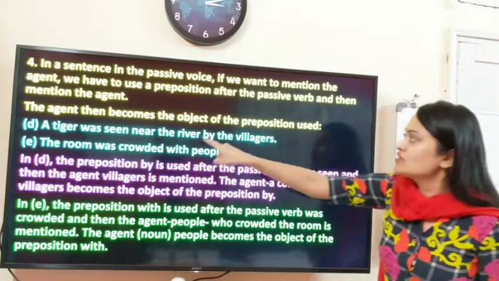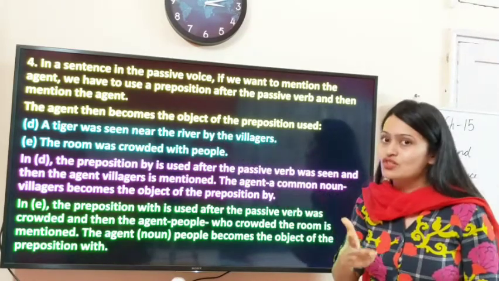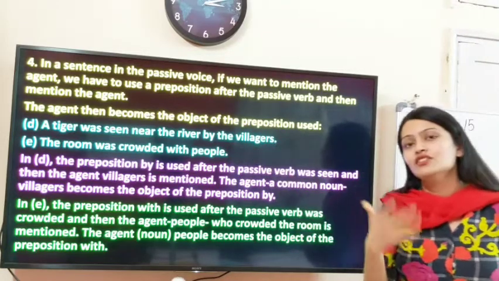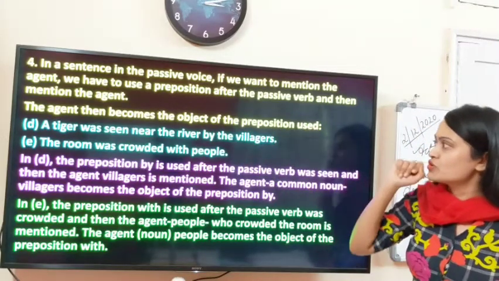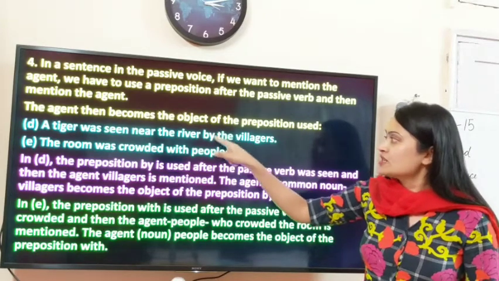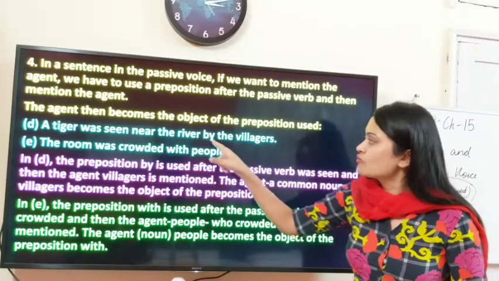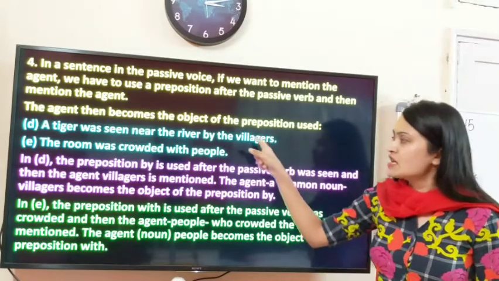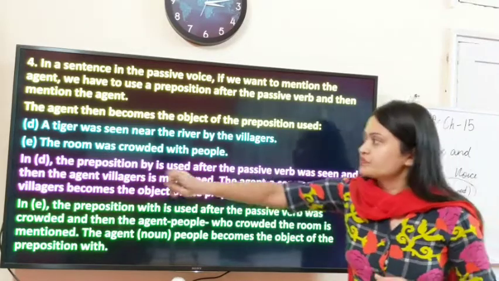A tiger was seen near the river by the villagers. So over here, by is the preposition and then we can have the doer or the agent. The villagers are the doer or the agent. Okay. The agent then becomes the object of the preposition. So this is the preposition and this preposition is said to have an object, the villagers. The villagers will be the object of this preposition. Okay children, whenever a preposition is added like that, then the agent will become the object of the preposition.